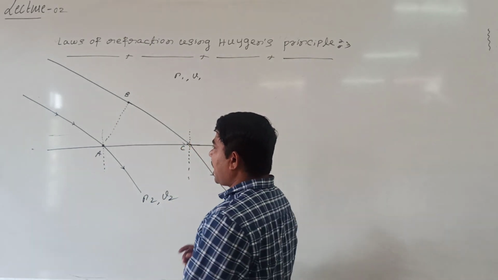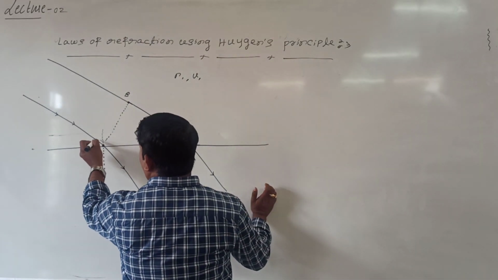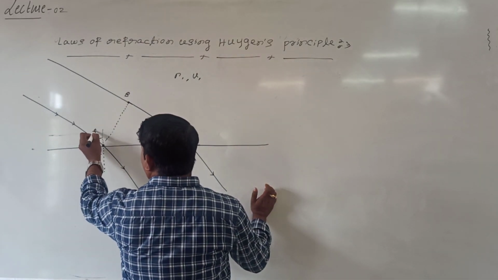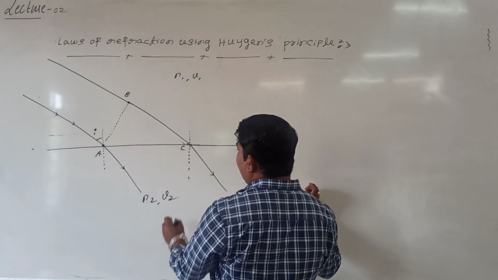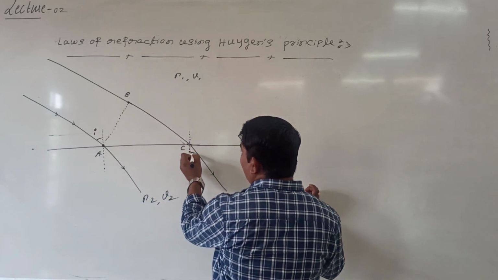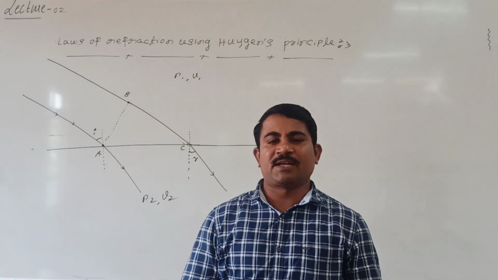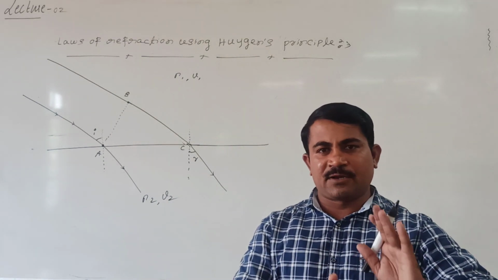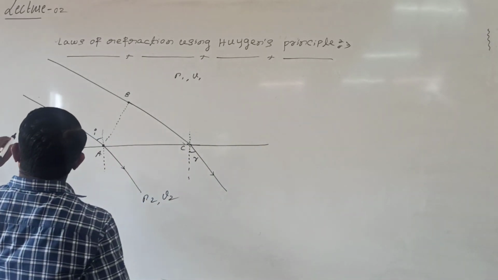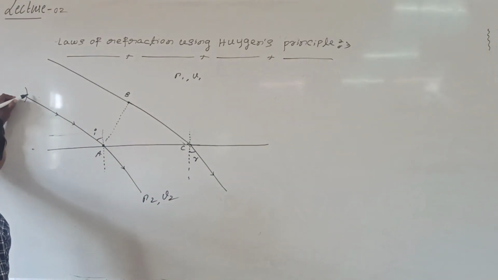See here. The angle between the incident ray and the normal, you call the angle of incidence, I. The angle between the refracted ray and the normal, you call the angle of refraction, R. See here, the matter is how the wavefronts will come, that we'll see. At this point, if you draw this one, then they become wavefronts.